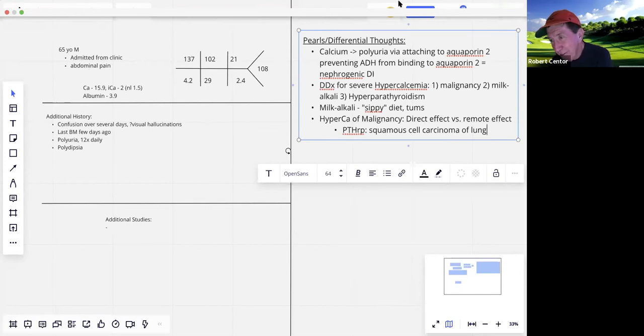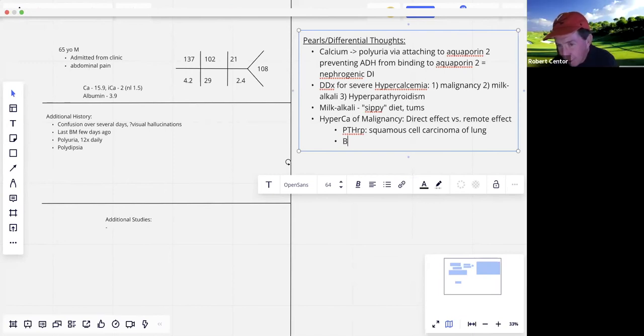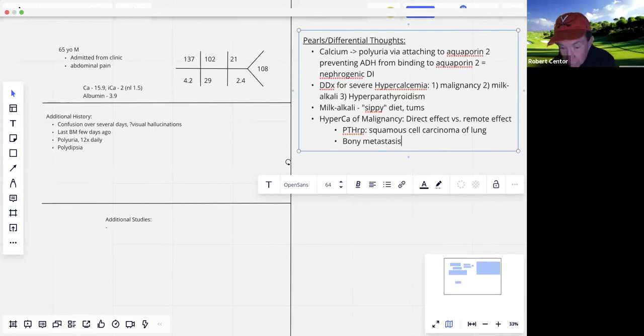Okay, Austin, do you have another one? I think with bone metastasis, the osteoclastic resorption causes more. Okay, so what would be classic ones like that? Breast. I think breast would do that. Yeah. Fernand, when do you see this?